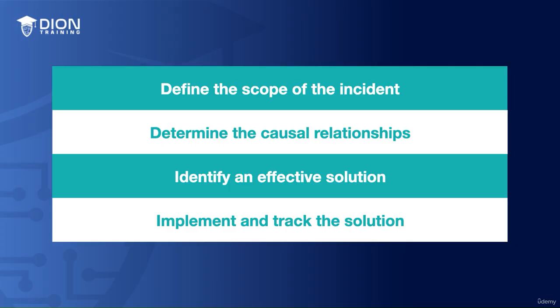So now that we've gathered this information, we have to find and scope our incident. We should know how many machines have been affected and how many users have been affected by this incident and what operational impacts that has. Then we go and we determine the causal relationships that led to that incident. In this case, somebody installed malware using a USB thumb drive. So we need to identify an effective solution to stop that.